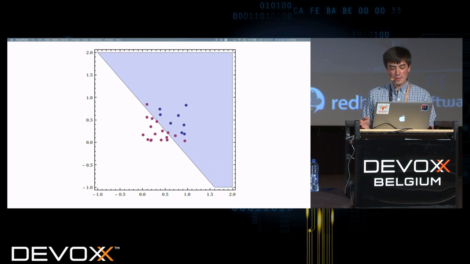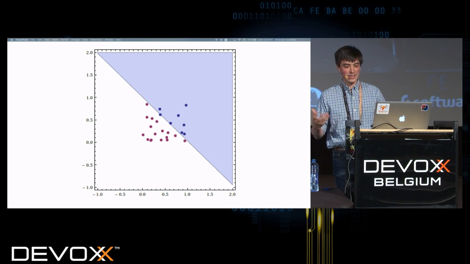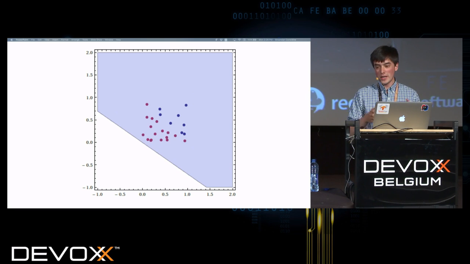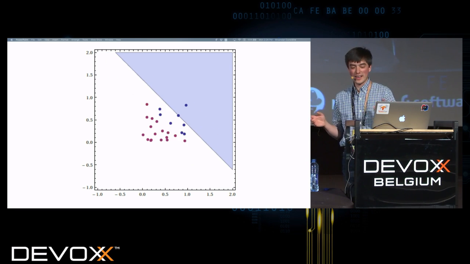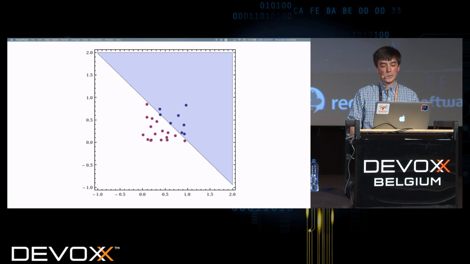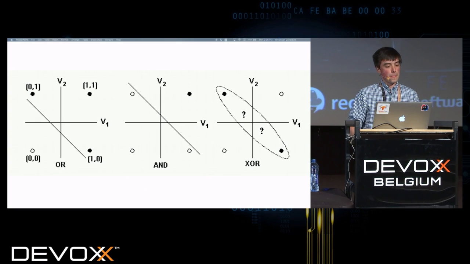So this algorithm is called the perceptron. And this is the basic building block of neural nets. And for many years, the perceptron was thought of as kind of a simple classifier. It's kind of dumb because it misses certain pathological cases. So, for example, if it's linearly separable, then it works really well.